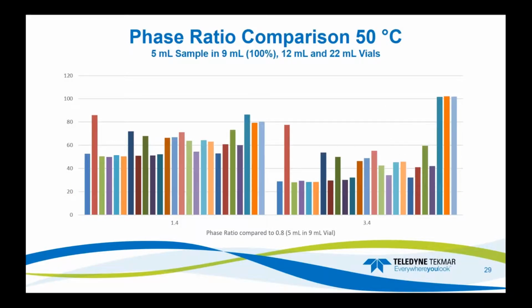Moving on to 5 mil samples in a 9 mil vial, doing the same thing. The phase ratio on the 9 mil vial is 0.8. The phase ratio on the 12 mil vial is 1.4, and the phase ratio on the 22 mil vial is 3.4. And again, we're starting to see some really significant differences in some of these compounds here.